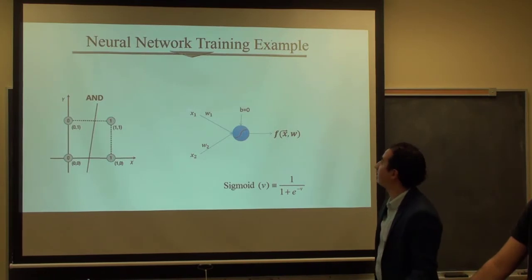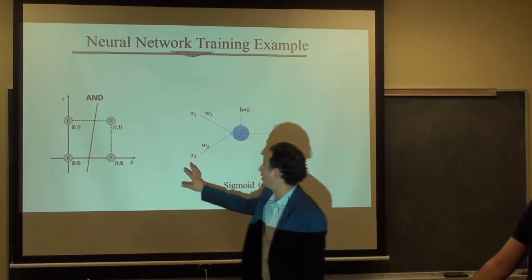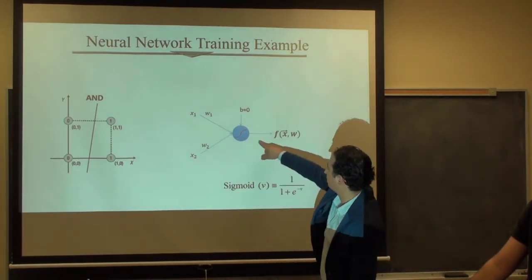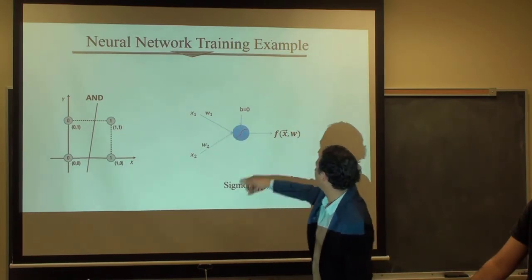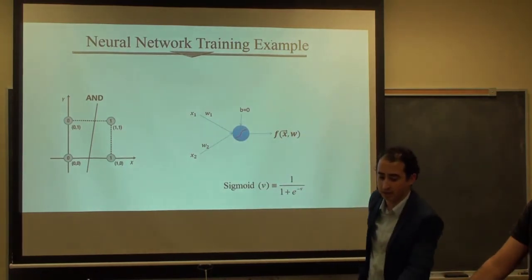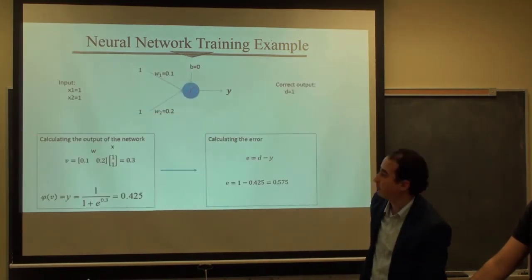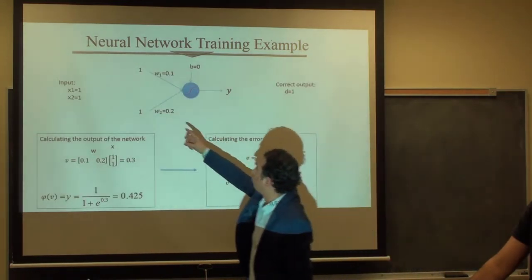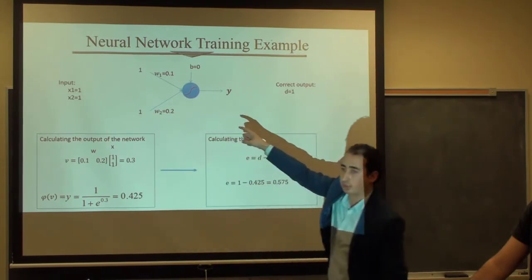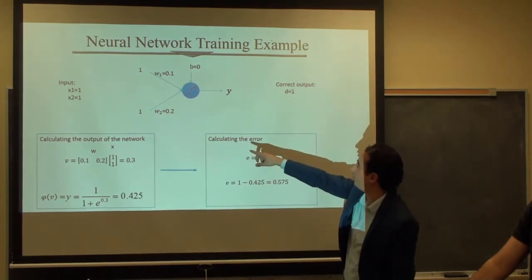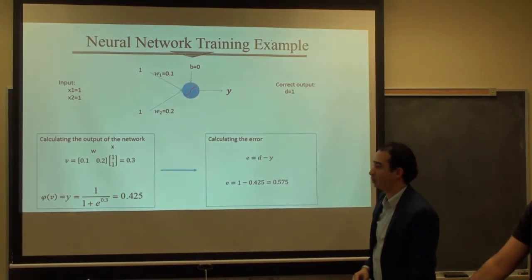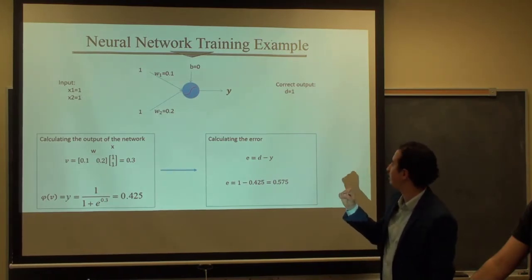So this one is a neural network training example. We have two inputs, so we get omega 1, omega 2, and we get an output. It's an AND gate, so we're using the sigmoid function. If we have two inputs, 1 and 1, and our weight for the first one is 0.1, and the weight for the second one is 0.2, and the bias is 0.